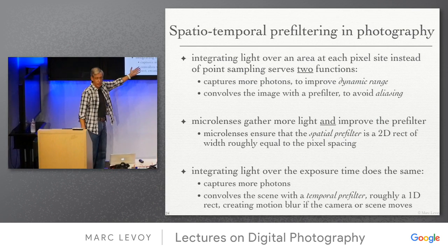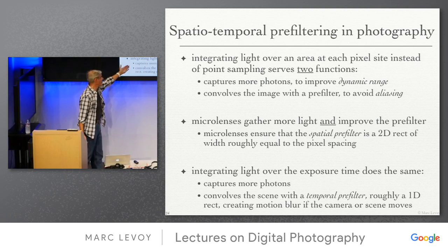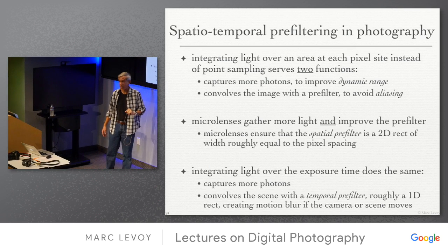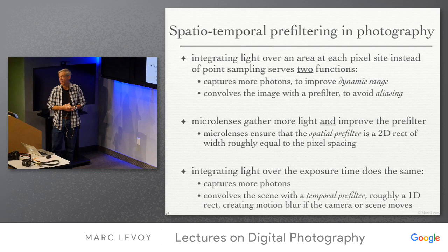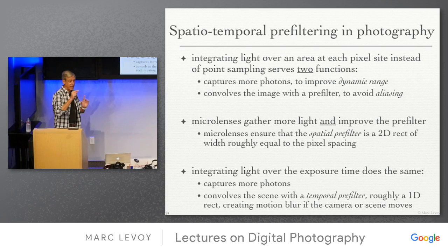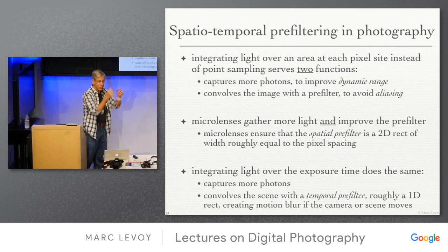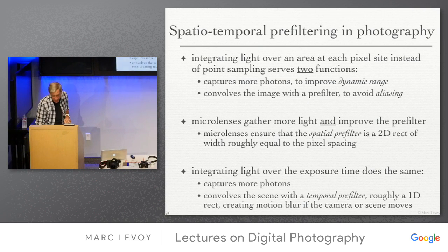Integrating light over the exposure time, by the way, is another rect filter. It's a rect filter in time. It also captures more photons, so it reduces noise. And then it convolves the scene with a temporal pre-filter, effectively a 1D filter. So in movie making, there's maybe a rect function like that, but then there's some gap because you have to pull down the film to the next frame if you're doing a traditional celluloid movie.